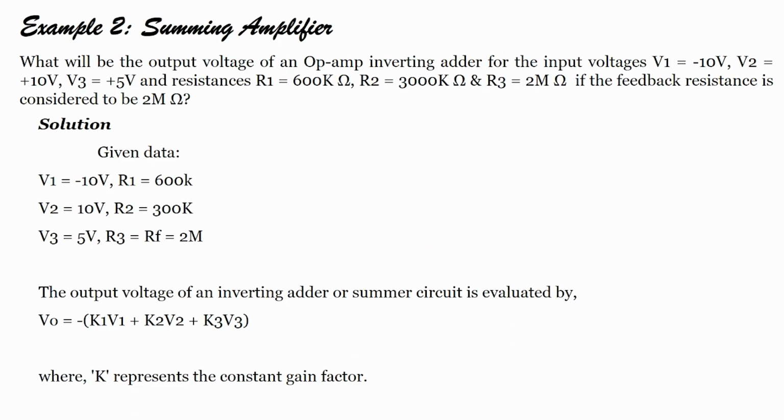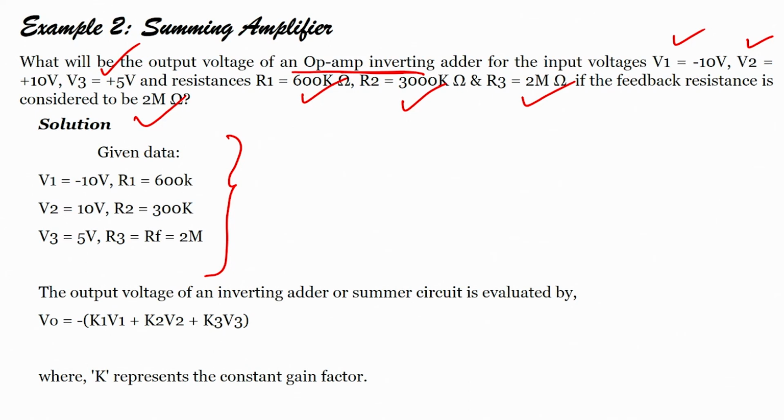So, let us see one more example of summing amplifier. What will be the output voltage of the op amp? It is also called an inverting adder. The input voltages V1, V2, V3 are given, R1, R2, R3 are given, and the feedback resistance is considered to be 2 mega ohms, RF is also given. You see, this is so easy a question, everything is given: V1, R1, V2, R2, V3, R3, RF, everything is given.